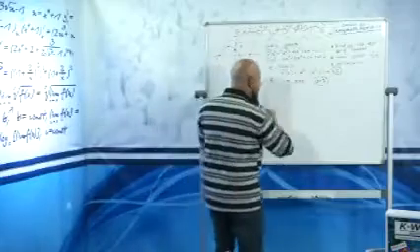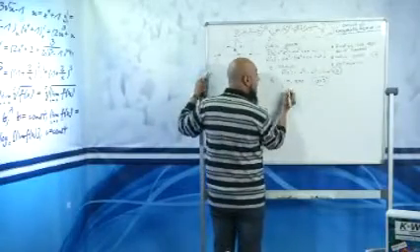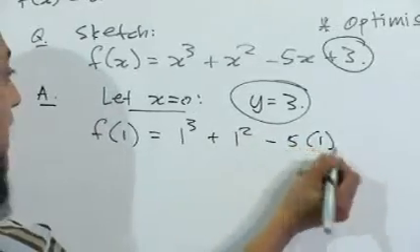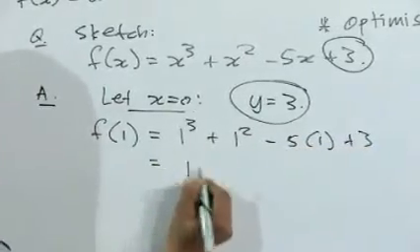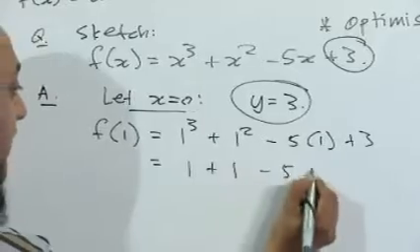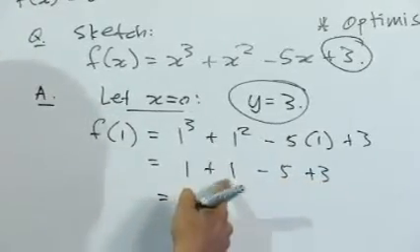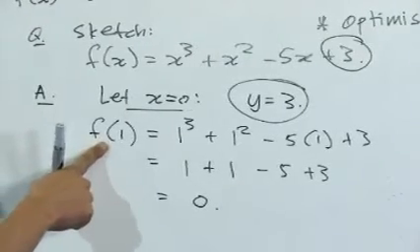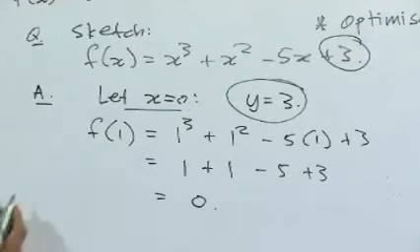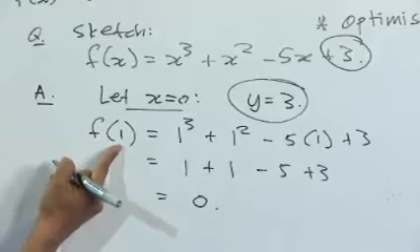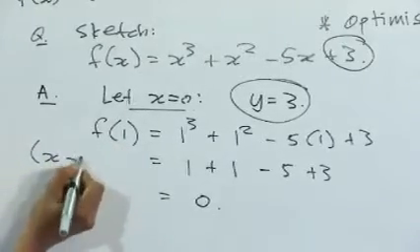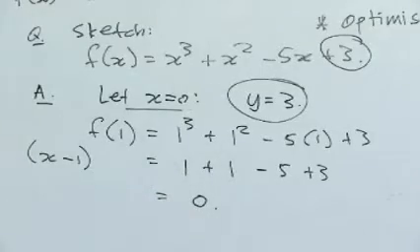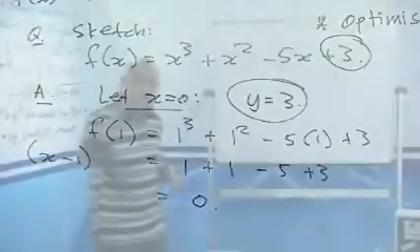So let's try f of 1. We're now just going to try f of 1. So we're going to go 1 cubed plus 1 squared minus 5 into 1 plus 3. This will give me 1 plus 1 minus 5 plus 3. 1 plus 1 is 2, plus 3 is 5, minus 5 is 0. What do I notice? That 1 is my first factor. So that means if 1 is my first root, therefore x minus 1 must be the first factor. Why? Because if x minus 1 equals 0, x would equal 1. So now we've got our first x-intercept.